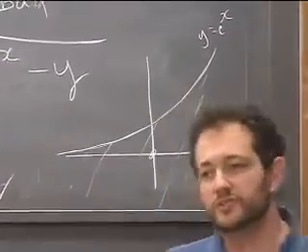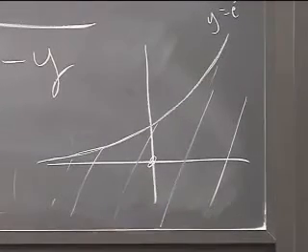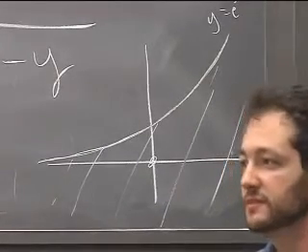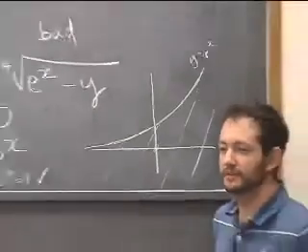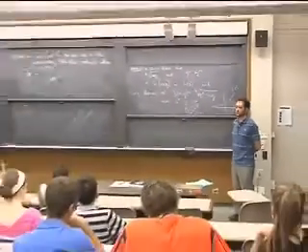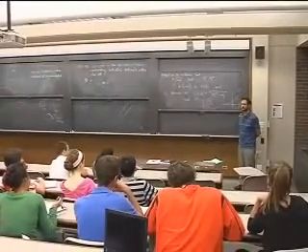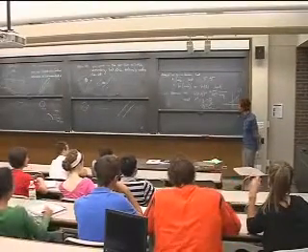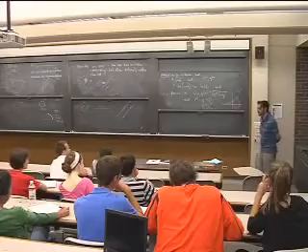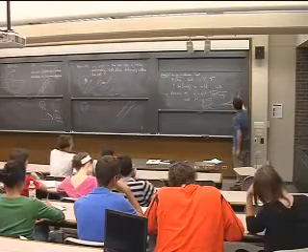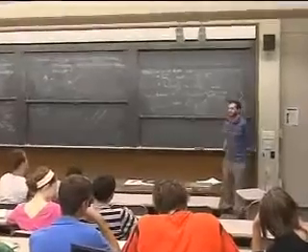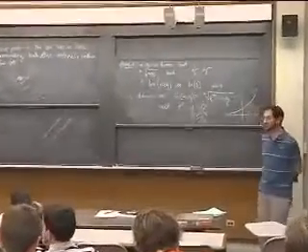How about open or closed? Is it open, or is it closed, or is it neither? Who thinks it's neither? Who thinks it's open? Who thinks it's closed? Now, it is in fact closed. The boundary is right here, and it's in the set because of the less than or equal to. So this is a closed set.